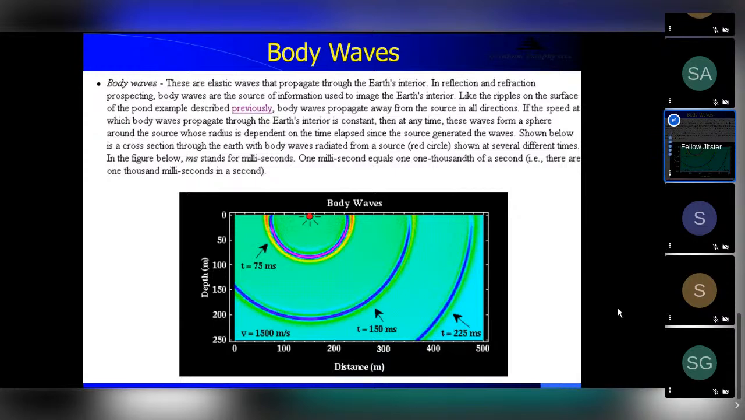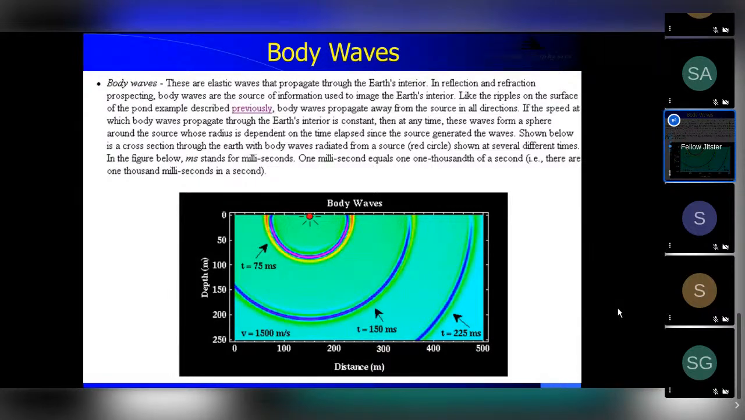So you can see the red is the point where this disturbance has been generated, and you have the spheres. The time is given as 75 milliseconds, 150 milliseconds, 225 milliseconds, and since it's water, the velocity is 1500 meters per second, and the depth is given. You can see these are half circles. You are not going to see the full circle, but in true reality it is a full circle. Why? Because the medium is homogeneous and isotropic. It has a velocity of 1500 meters per second. So that is the picture which is given.